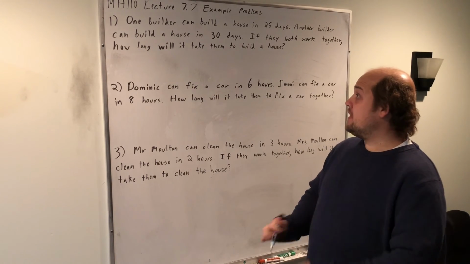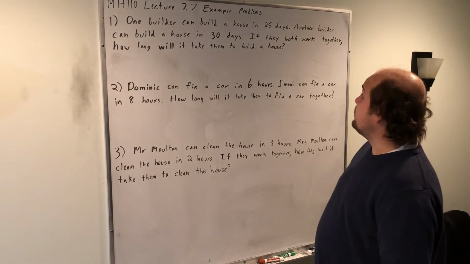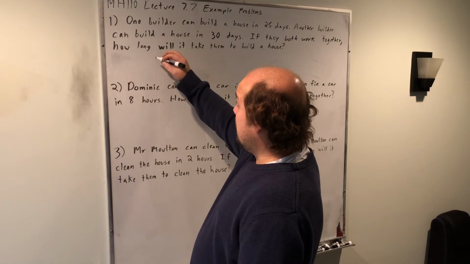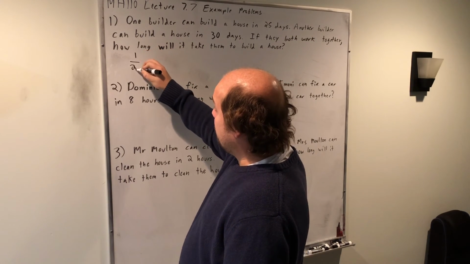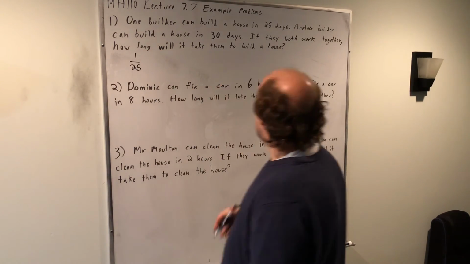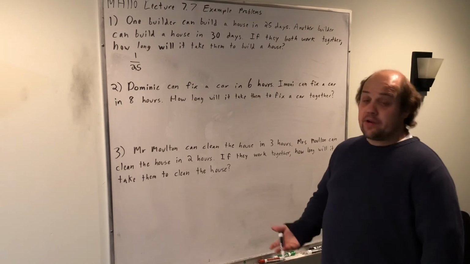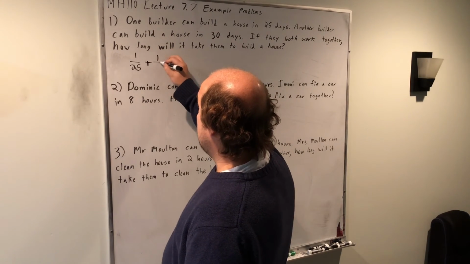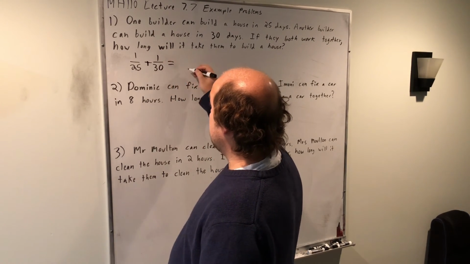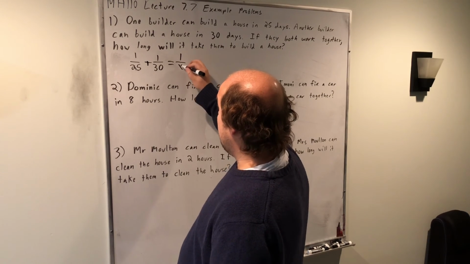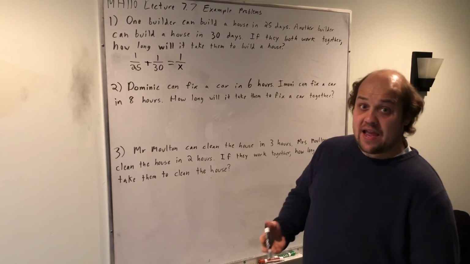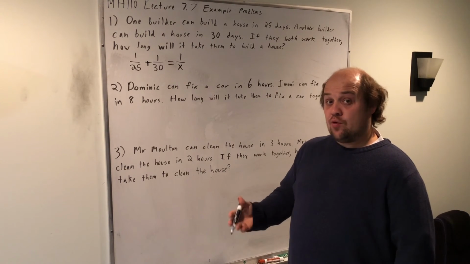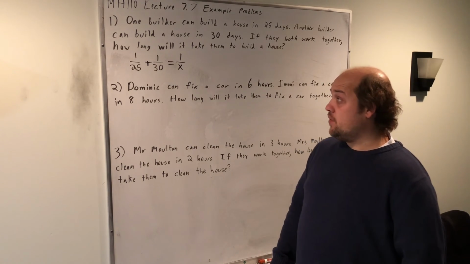So in problem 1, they tell us one builder can build a house in 25 days. If it takes them 25 days to build a house, in 1 unit of time or 1 day, they build 1/25 of the house. We're going to add to that a second builder who can build a house in 30 days. If they can build a house in 30 days, that means in 1 day's work, they've completed 1/30 of the house. Together in 1 day's work, they've completed X portion of the house, which means that if I solve for X, it'll tell me how many total days it takes them working together to build the house.